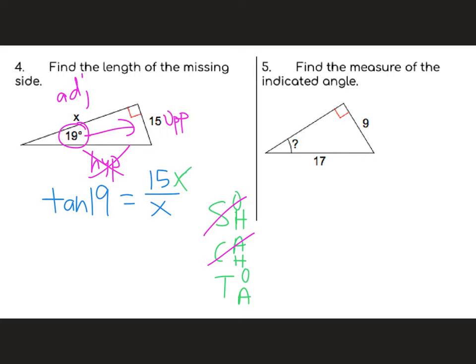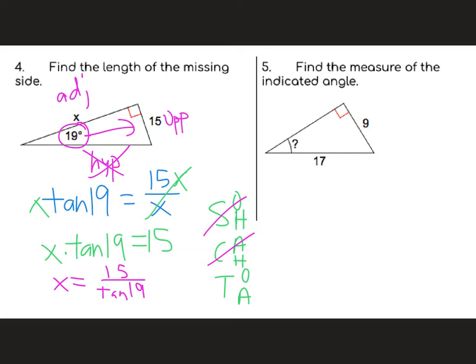So let's multiply by x to get x off the denominator. So we have x times the tangent of 19 is equal to 15. To solve for x, we need to untimes. So since we need to untimes, let's go ahead and divide. So it's going to be 15 divided by the tangent of 19.